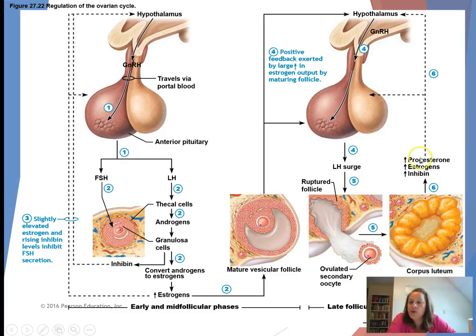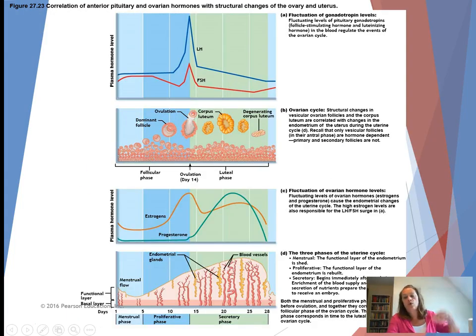And the corpus luteum is going to secrete progesterone, estrogens, and inhibin, and it is going to tell the hypothalamus to turn off. And we're going to start again. So it's a whole cycle.